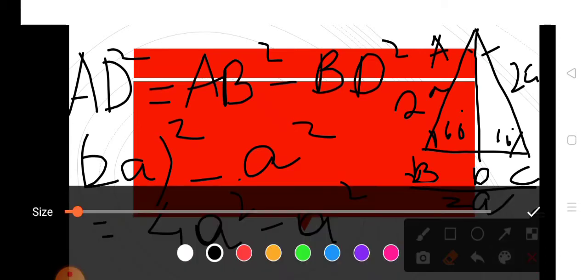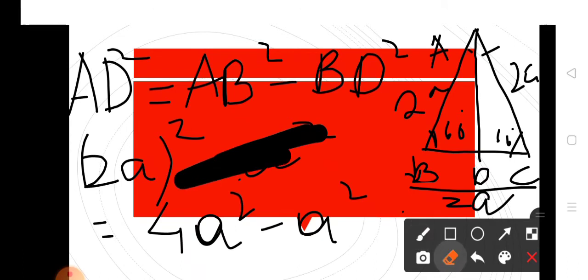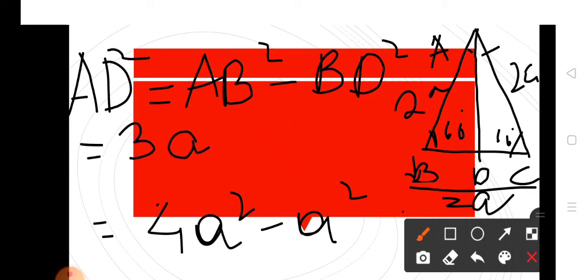Just write. Where shall I write? I'm writing here. That is 4A square minus यो कति हुन्छ, 3A square हुन्छ. Okay, 3A square आयो. 3A square आएपछि 3A square भनेको AD को square आयो. 3A square equal to AD square.